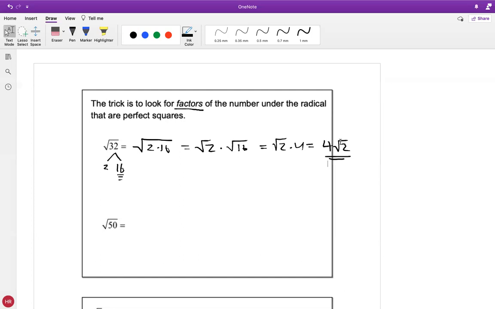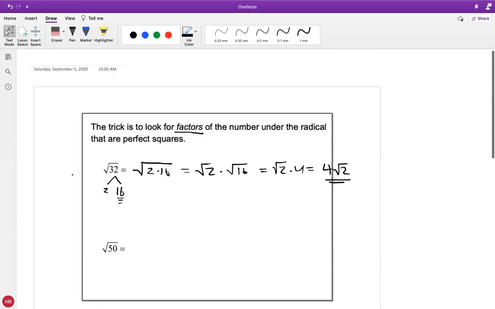So to walk you through that again, when I have a number under here and it's not a perfect square, if you go back to the list, you'll see that 32 is between 25 and 36, which are on the list, which means that this is not a perfect square. So I look for factors of this number that are perfect squares. In this case, it was 16. I do the square root of 2 times the square root of 16. The square root of 16 is equal to 4. And then I write the 4 in front. So I can write it as 4 times the square root of 2.